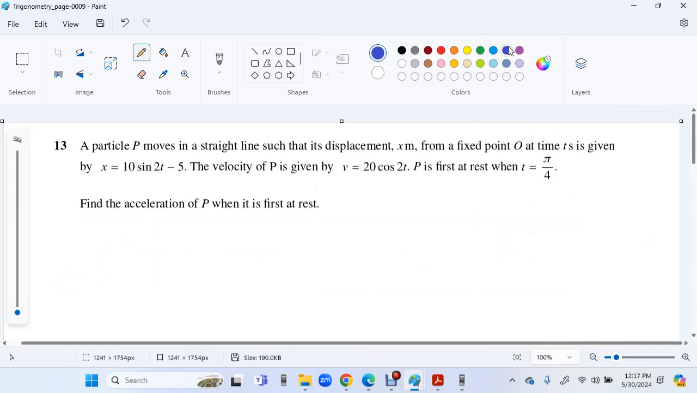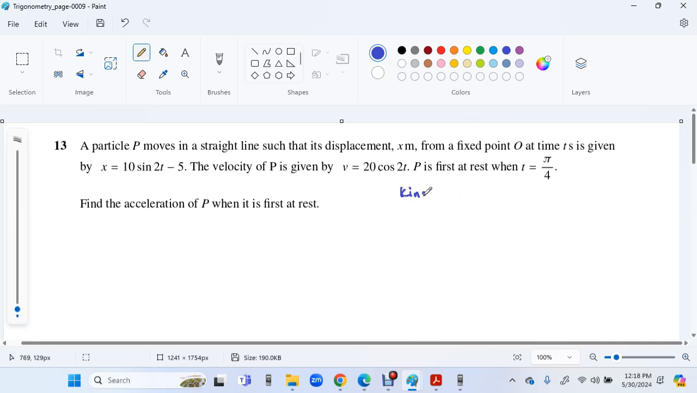Okay. So for question 13, a particle P moves in a straight line such that its displacement x from a fixed point O at time t is given by this. So the function here has a sine, trigo. So actually this one is the kinematic question. But what they test in the question is trigo.